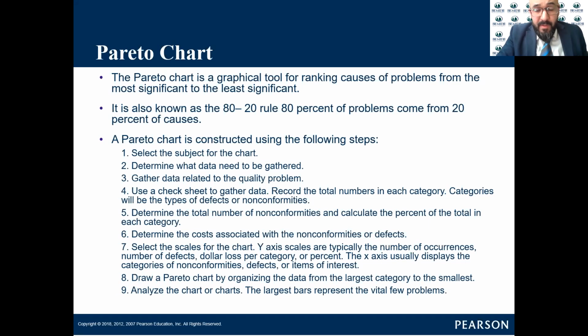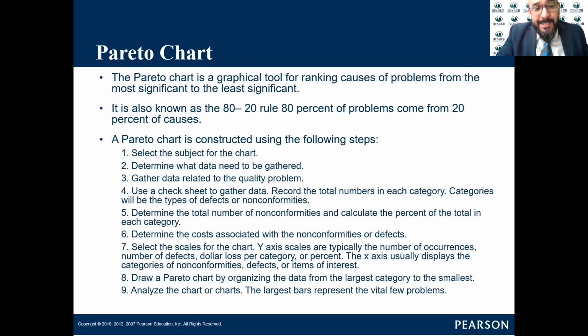So basically you observe and start collecting the data, recording the total numbers in each category. Categorize will be the types of defects or non-conformances. Number 5, determine the number of non-conformities and calculate the percent of the total in each category. Number 6, determine the cost associated with the non-conformities or defects.